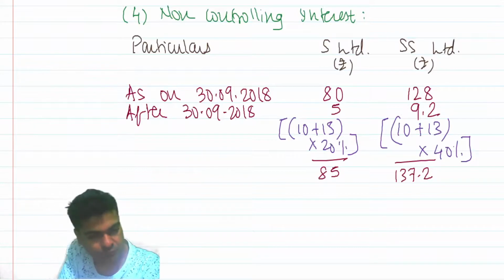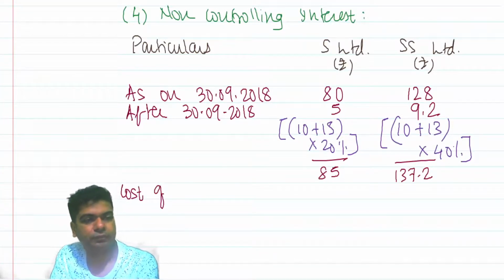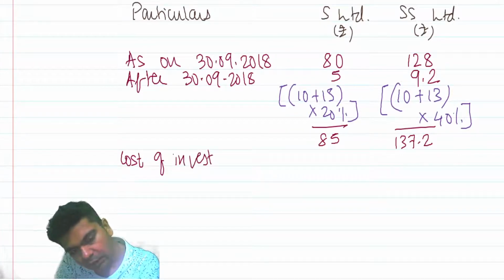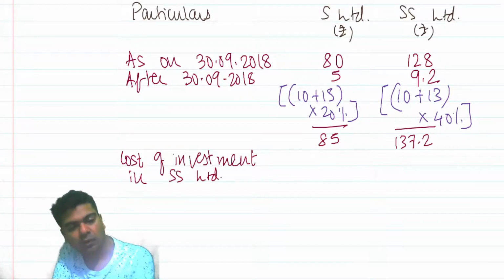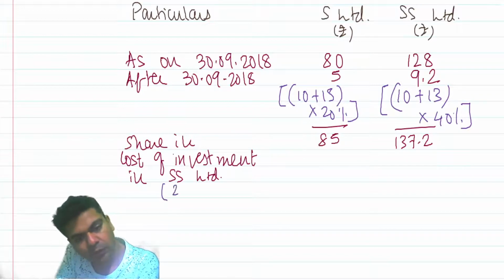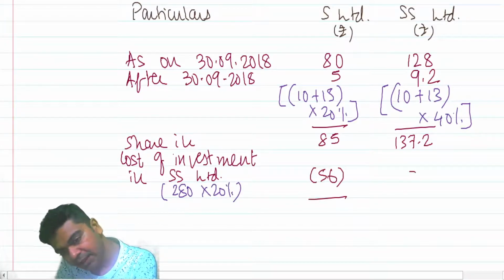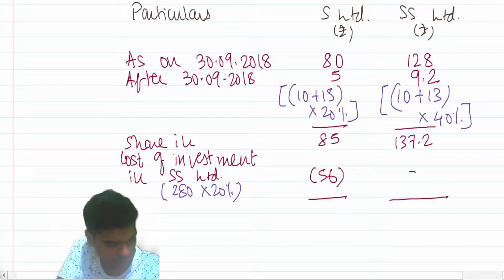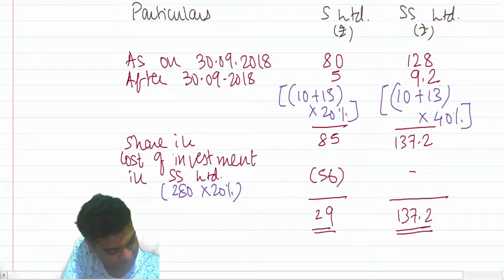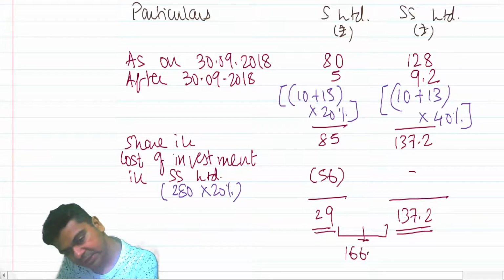I'll say here, share in cost of investment in SS Limited. It is 280 into 20%, which is turning out to be 56. You have to put this as negative over here. So I get this as 29. This is 137.2. 29 plus 137.2. The total non-controlling interest is 166.2.